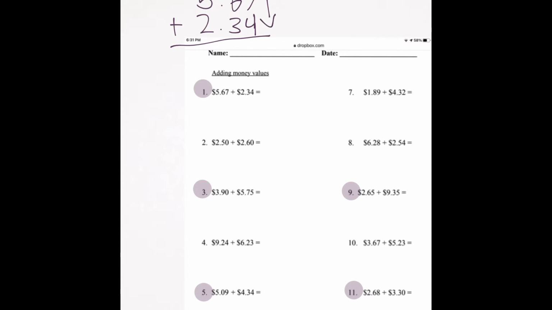So 7 plus 4 equals 11. 6 plus 3 plus 1 equals 10. We bring down the decimal, so the decimal just stays right there. And 5 plus 2 plus 1 equals 8, so this answer is $8.01.